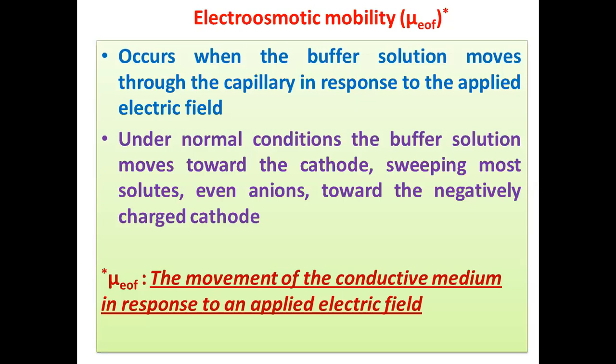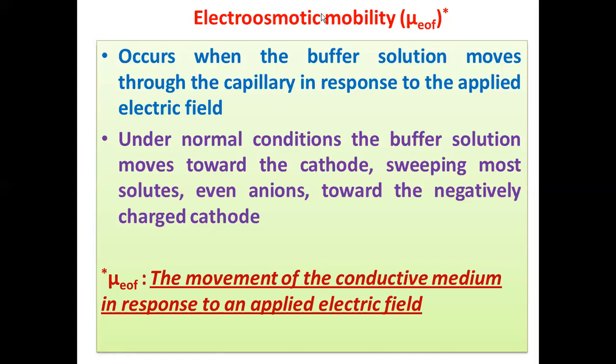But the buffer solution also contains some ions. Those ions will also start to move. The ions of the buffer solution will also start to move towards the cathode under normal conditions. So not only the cations of the buffer solution, but also some anions of the buffer solution will start to move towards the negatively charged cathode. So this movement is called electro-osmotic movement or electro-osmotic mobility or electro-osmotic flow.